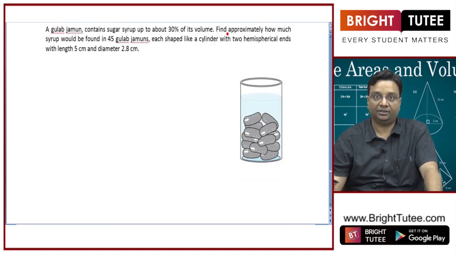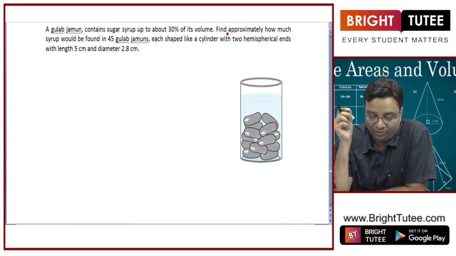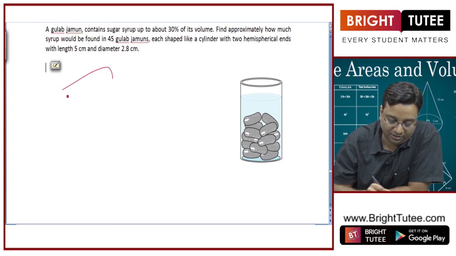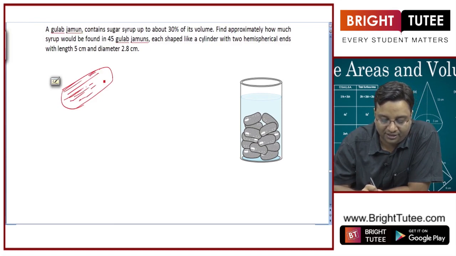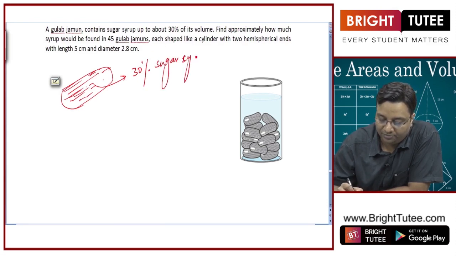Okay. So this is another interesting question. A gulab jamun contains sugar syrup up to about 30% of its volume. So there is this sweet. It has got sugar syrup. It has got many ingredients, out of which 30% is the sugar syrup.